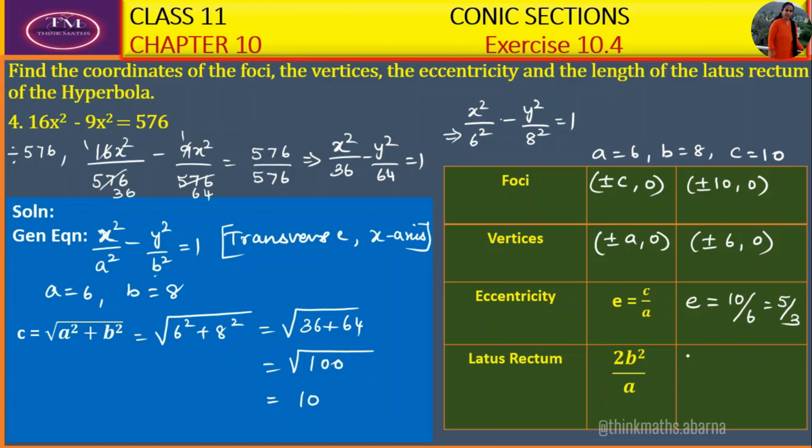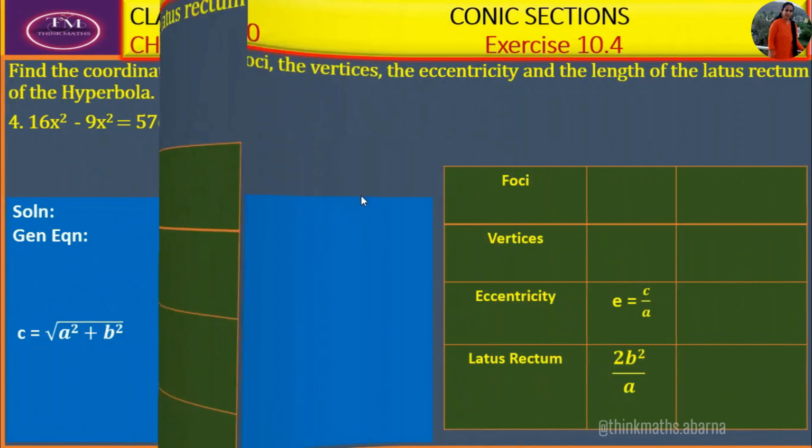And latus rectum is 2 into b square by a. What is b? It is 8. 8 square divided by a, which is 6. So it is 2 into 8 square by 6, so 2 threes are 6 and it reduces. 8 square is 64. So 64 by 3 is the latus rectum for this problem. Clear? Yes. So moving on to the next set.